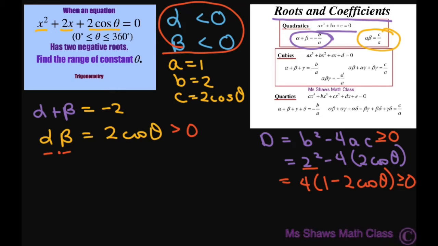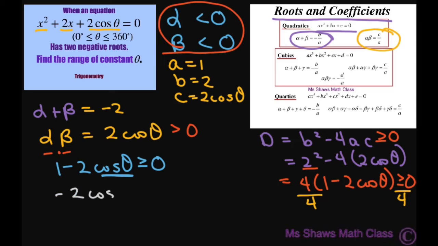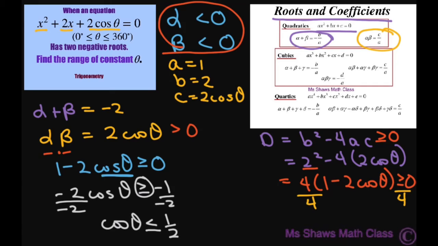If you divide both sides by 4, you get 1 minus 2 cosine of theta is greater than or equal to 0. Now let's solve for cosine of theta. Negative 2 cosine of theta is greater than or equal to negative 1. You divide both sides by negative 2, so you have to flip the inequality, and you get cosine of theta is less than or equal to 1/2.